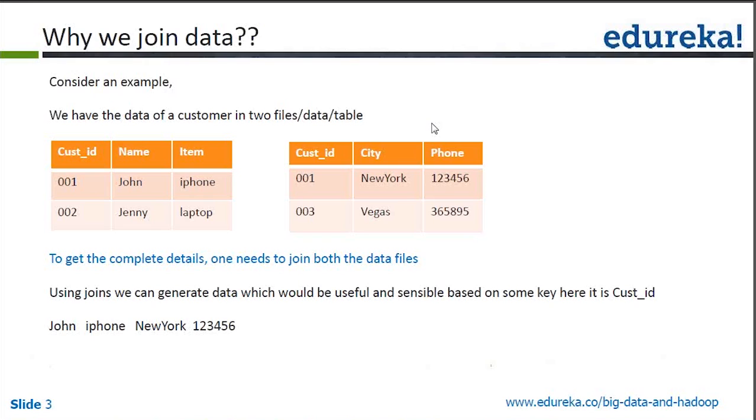Let's consider that I have got two different files, even though I have organized the data in the form of a table over here for your understanding, for your intuition. However, the data will be in the form of a file. If you consider these two files, we have customer related information. One file consists of customer ID, name, and then the item. The other file consists of customer ID, city, and phone. To keep it simple for today's discussion, I have taken a very basic example because our intent is to understand how to implement a reduce side join.